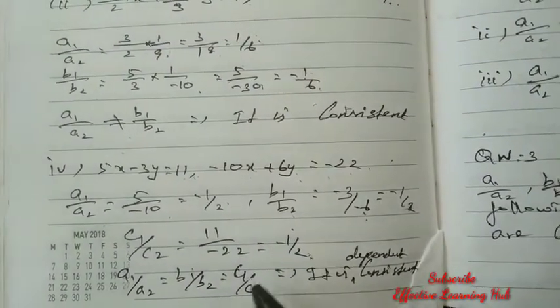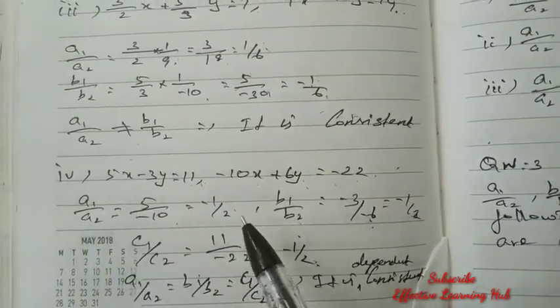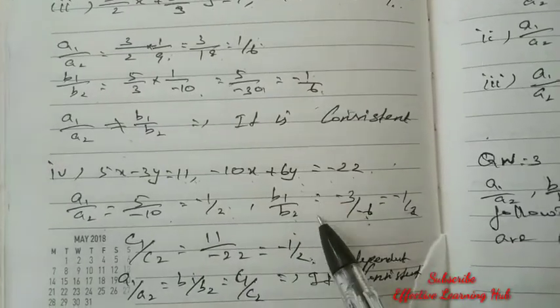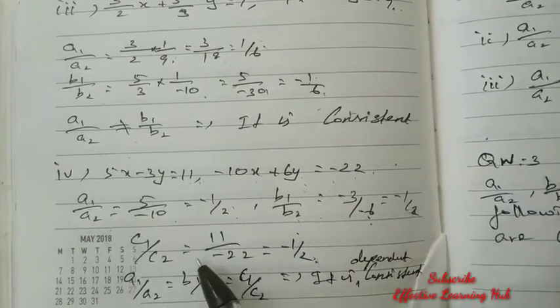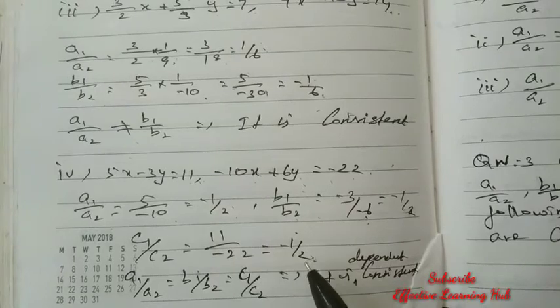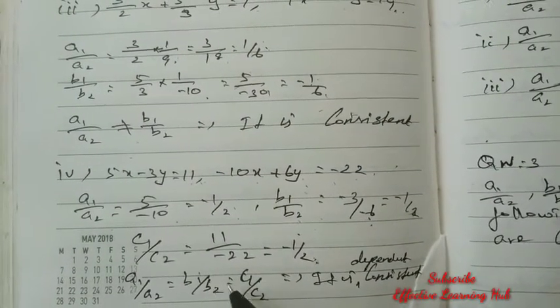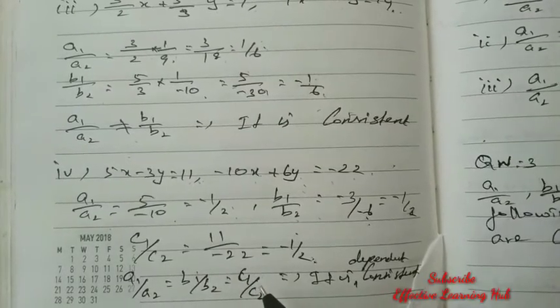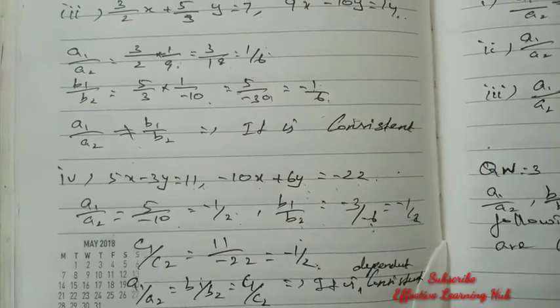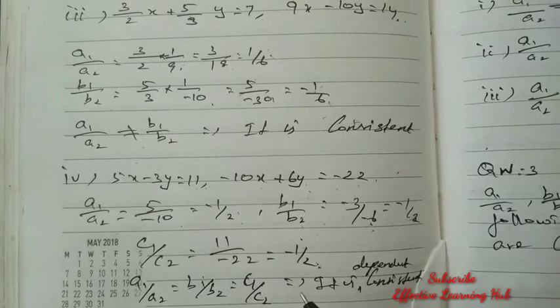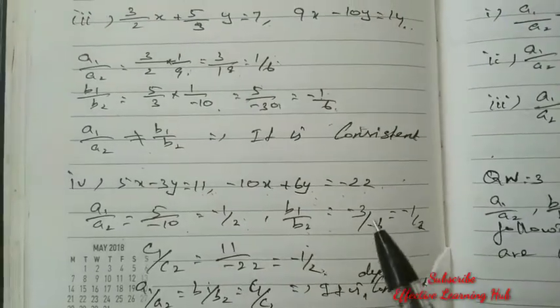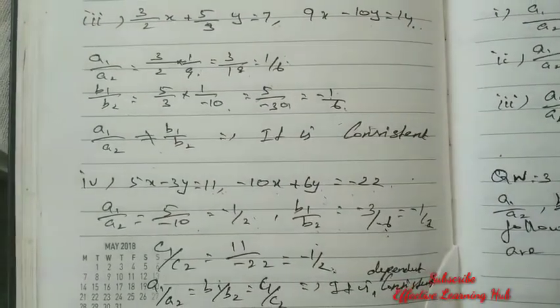1 by 2. Here a1 by a2 minus 1 by 2, b1 by b2 minus 1 by 2, c1 by c2 minus 1 by 2. So a1 by a2 equal to b1 by b2 equal to c1 by c2. It is dependent and consistent. Consistent is no problem. Otherwise, dependent and consistent.